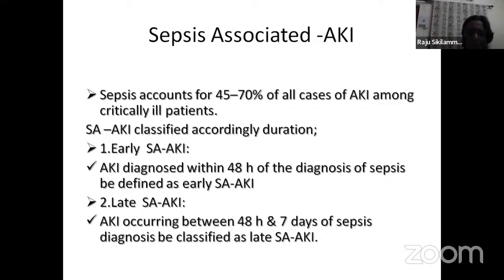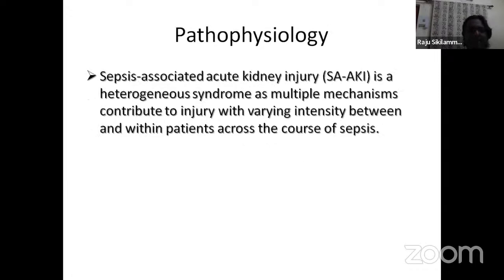Sepsis accounts for 45 to 70% of all causes of AKI among critically ill patients. Sepsis associated AKI is classified according to duration, early and late. If AKI is diagnosed within 48 hours of sepsis, we define it as early sepsis associated AKI, but AKI occurring between 48 hours and 70 days of sepsis is classified as late sepsis associated AKI. Then the pathophysiology: sepsis is a heterogeneous syndrome.